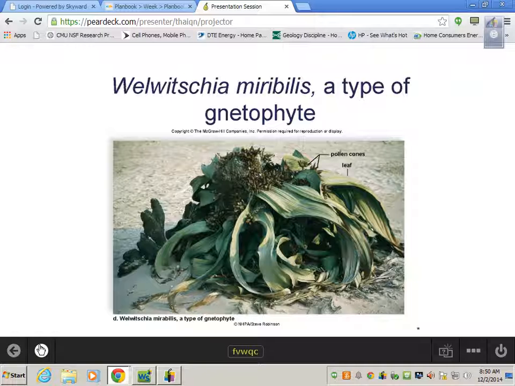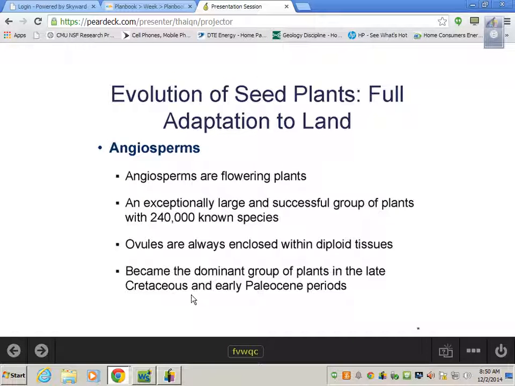And so looking at how they evolved, the angiosperms, these are flowering plants and an exceptionally large and successful group of plants with 240,000 known species. And the ovules are always enclosed within diploid tissue. And they became the dominant group of plants in the late Cretaceous and early Paleocene periods.